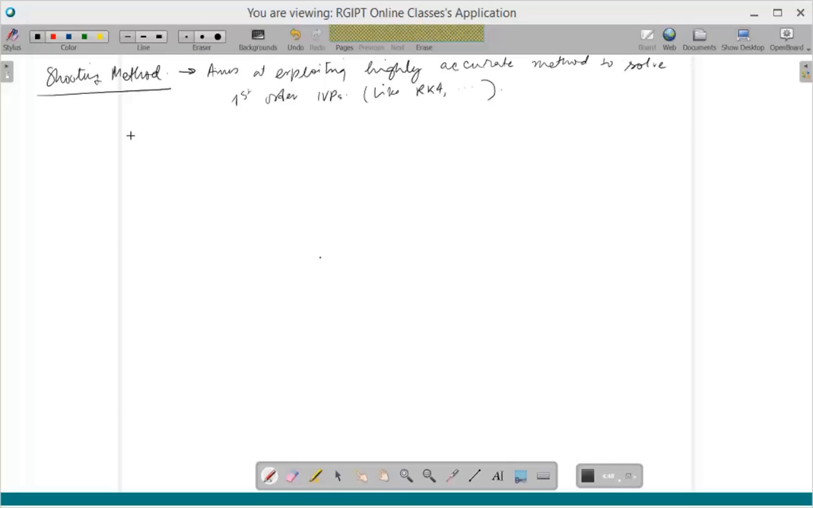I already gave you the general form. I'm going to look at the shooting method. I had already told you in the last class the basic idea. I'm going to apply it to, for example, what we had seen, the diffusion reaction in the spherical catalyst pellets.